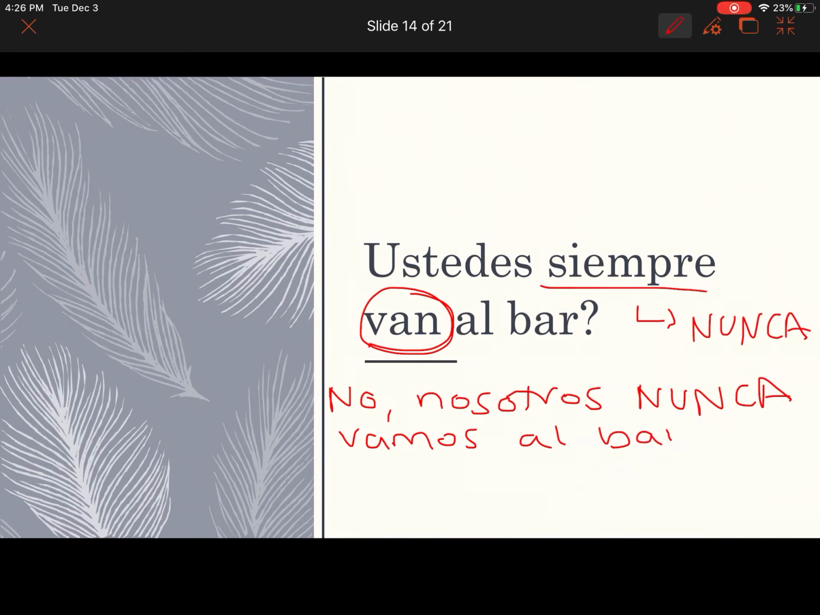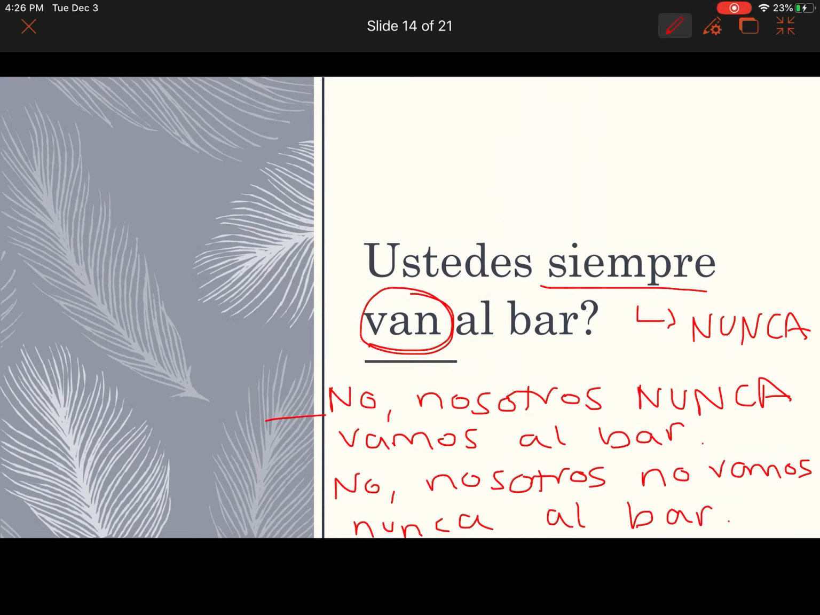But if you want to follow the same structure we've been following all along, you can also do that. You can say no, nosotros, no vamos, and then write nunca, nunca al bar. You can choose what way you prefer to do it. This one might help you. The second one might help you follow the same structure as always, but the other one might be useful too.